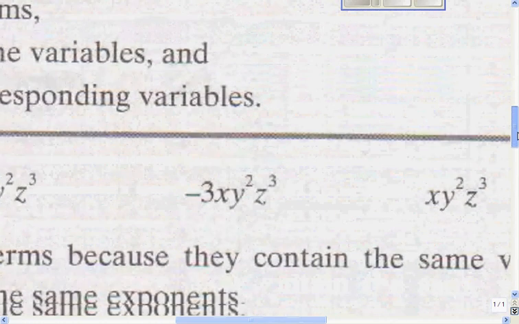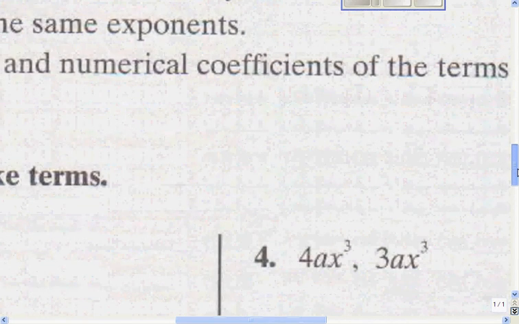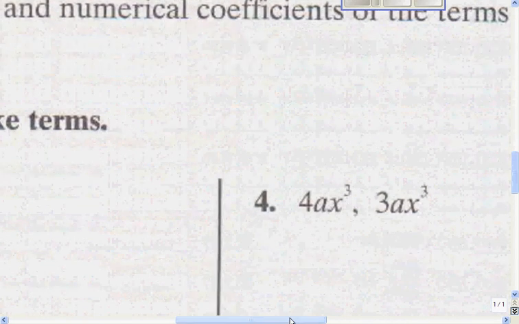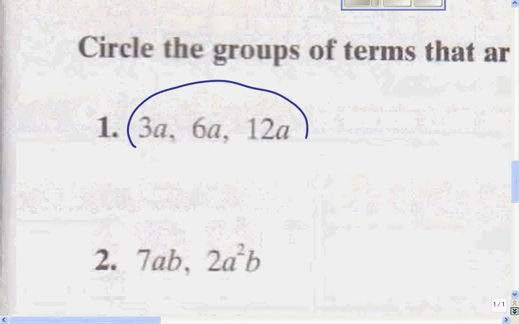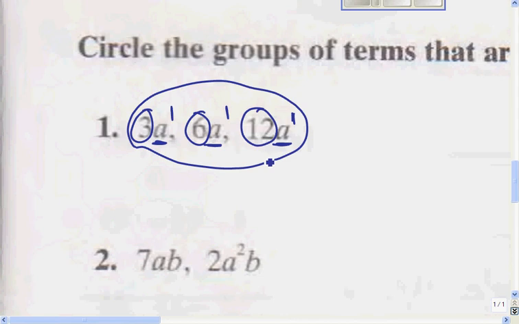What they're going to ask you to do on this page is circle like terms. Well, we know these are like terms because they have the same variable and the same exponent. Although the numbers are different, that doesn't matter. They're considered like terms because they have the same variable and the same exponent.